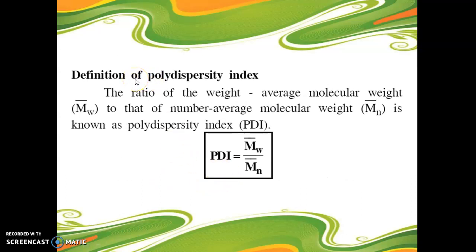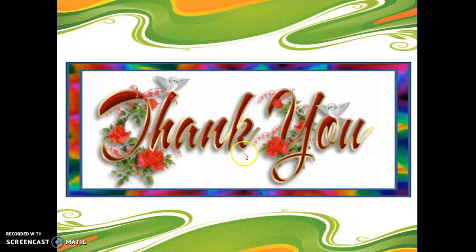Next one is the Polydispersity Index. It is the ratio of weight average molecular weight and the number average molecular weight, known as the Polydispersity Index. This is denoted by PDI. PDI is equal to Mw bar divided by Mn bar. Thank you.